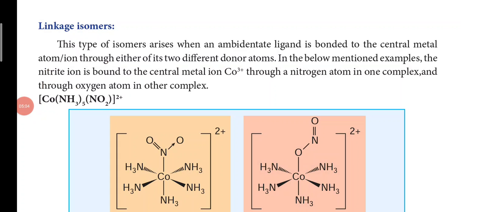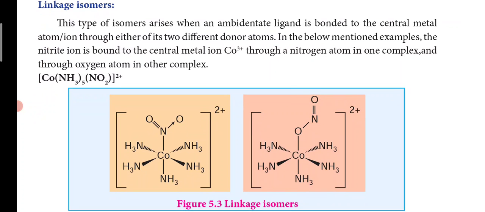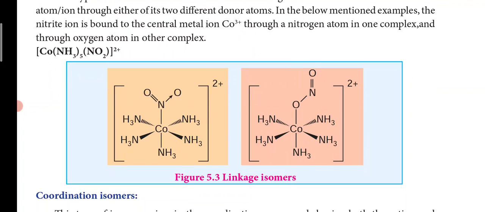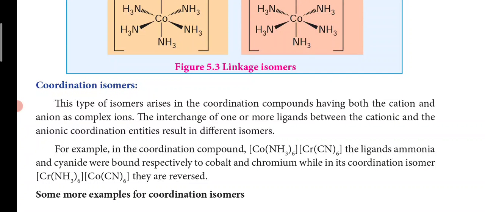Nitrite ion is bound to the central metal ion cobalt 3+. So in the first structure, in NO2, nitrogen is getting bonded to cobalt. Okay, in another structure, one of the oxygens in NO2 is getting bonded with the cobalt. So this is linkage isomerism.